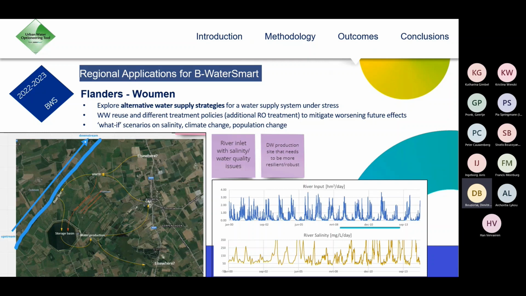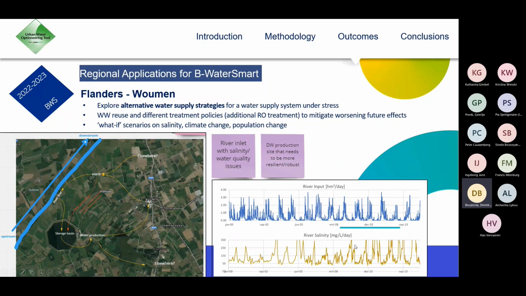where it is used to support pilots in Wouwen and Mechelen, as well as an application in East Frisia, Germany. Now for Wouwen, UWOT is used to explore alternative supply strategies for a drinking water supply system under stress. In this supply system that you see in this picture, a raw water storage basin is currently using inlet water from River Iser, but is facing intake issues due to worsening salinity levels that are too high in recent years.